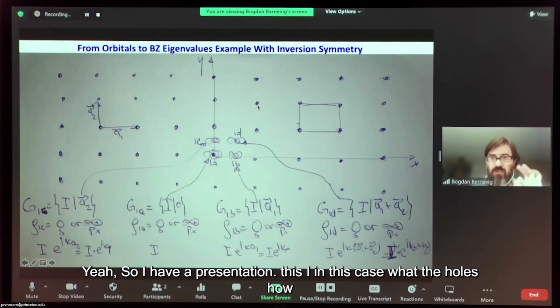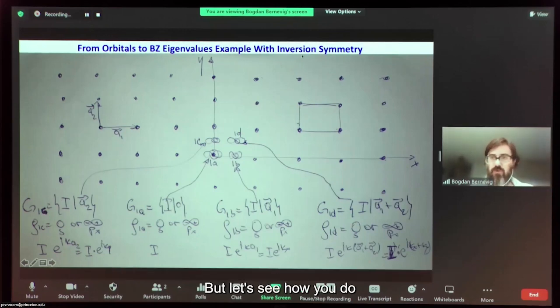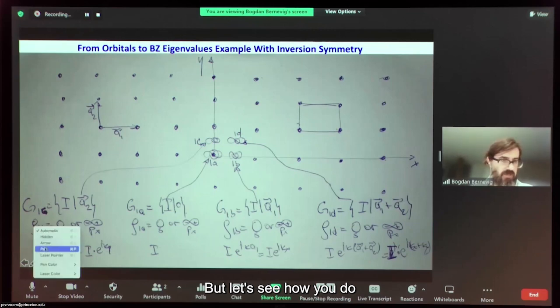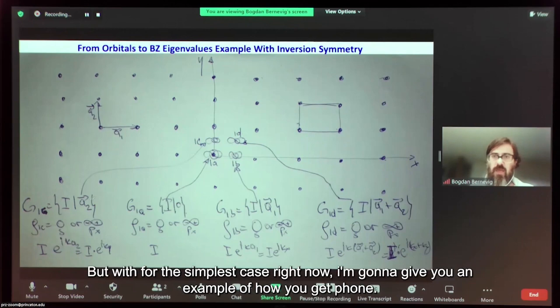So I'll start with localized orbitals. I want to get the Brillouin zone eigenvalues of the bands formed by these localized orbitals. I'm going to give you an example of how you get that for the inversion system. And let's start with the 2D lattice with inversion symmetry. Inversion symmetry just changes my R to minus R.